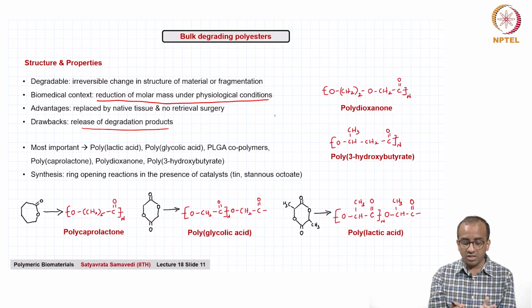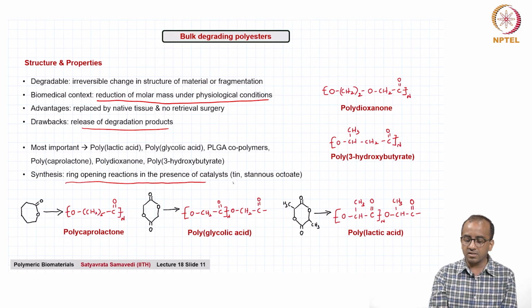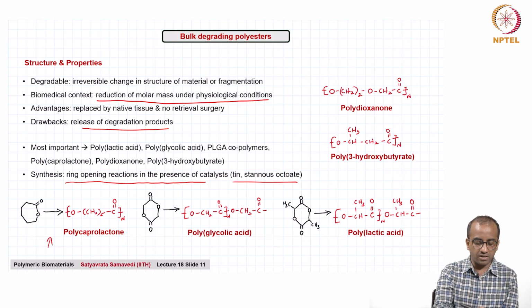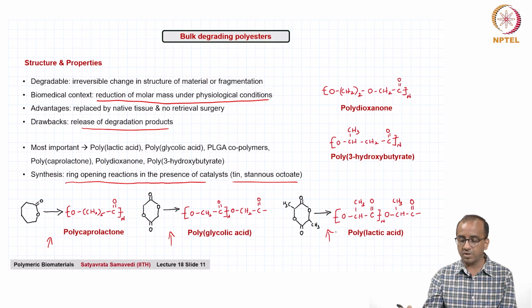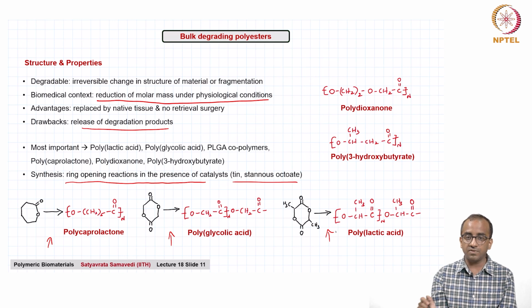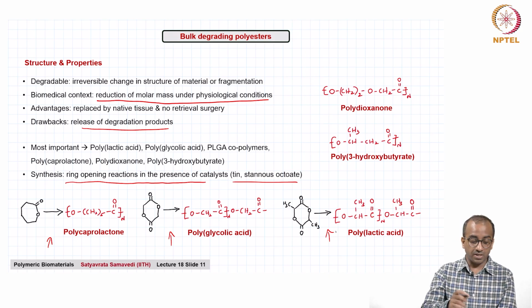A lot of these polymers are synthesized using ring opening polymerization reactions in the presence of metal catalysts. So, you see here polycaprolactone we are showing here, polyglycolic acid we are showing here, and polylactic acid we are showing here. So, these rings are opened up during polymerization, leading to polyesters. All of them will have the ester linkage. So, these polymers are very important and quite widely used for biomedical applications.